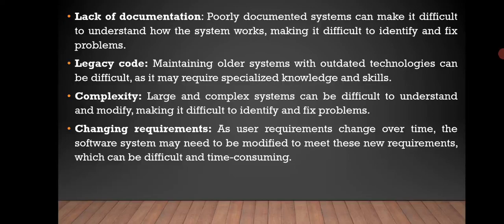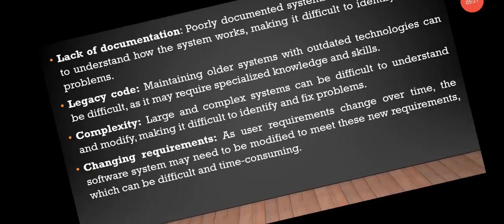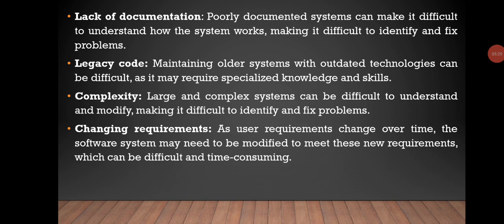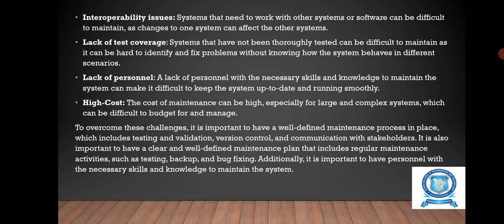Complexity. Large and complex systems can be difficult to understand and modify, making it difficult to identify and fix the problems. Changing requirements. As the user requirements change over time, the software system may need to be modified to meet these new requirements, which can be difficult and time consuming. Interoperability issues. Systems that need to work with other systems or software can be difficult to maintain, as changes to one system can affect the other systems.